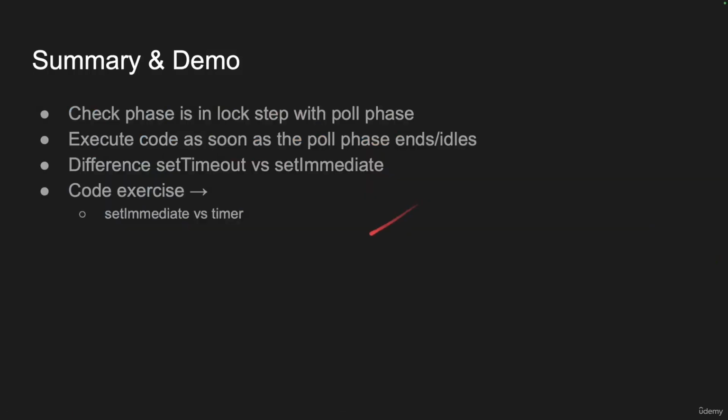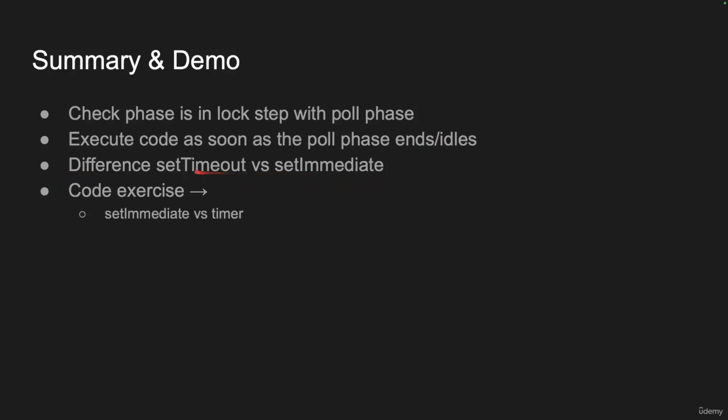So, summary and demo. What do we learn? We learned that the check phase is in lockstep with the poll phase. Okay? Poll phase, check. Poll, check, poll, check. Always like that. So we execute code as soon as the poll phase ends or idles. Very critical, right? It can end because there's nothing to do, or hey, I'm idling, I just executed an IO, I'm not going to wait, I'm just going to move to the next one, right?